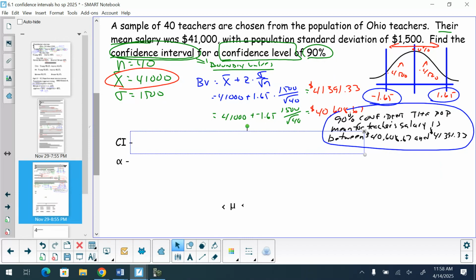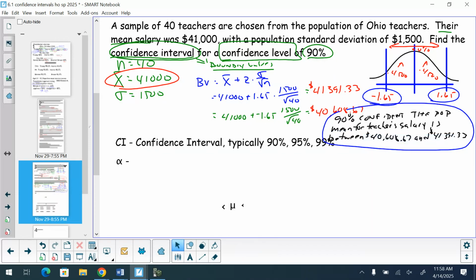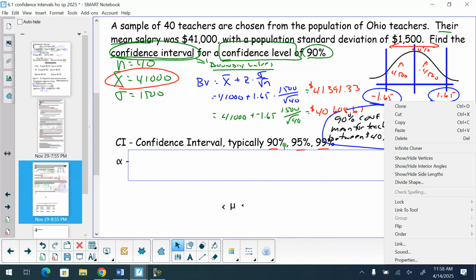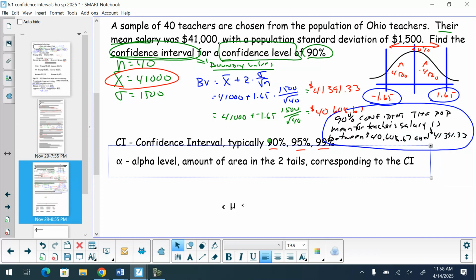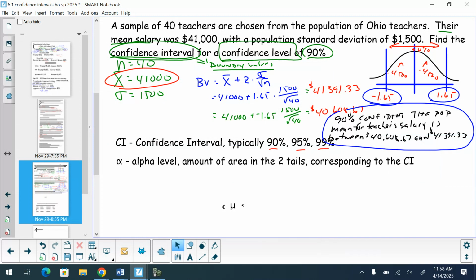Talk about a confidence interval. CI is your confidence interval. Once again, we will be dealing with 90, 95, and 99%. We have an alpha value. It's the amount of area in the two tails corresponding to a confidence interval. What I like to say, it's basically your percent not confident.